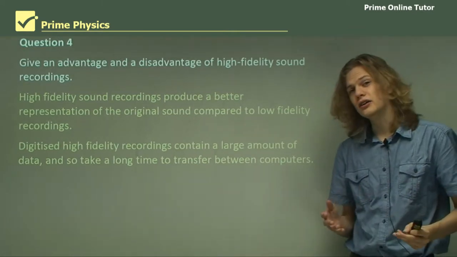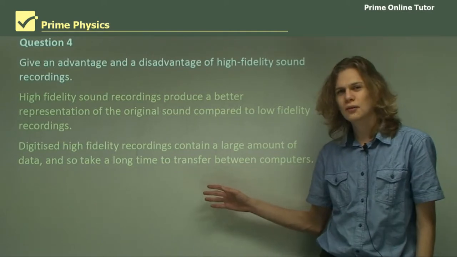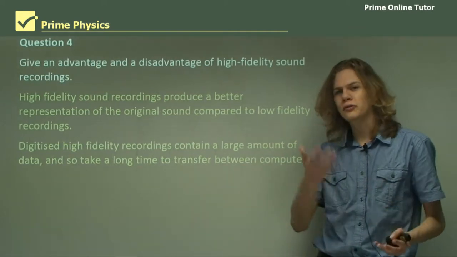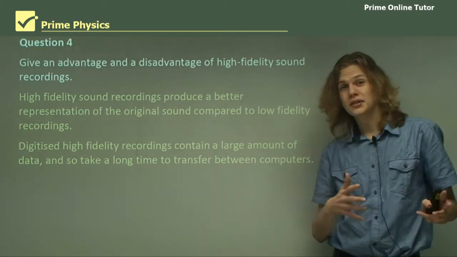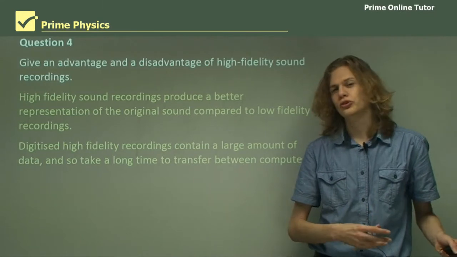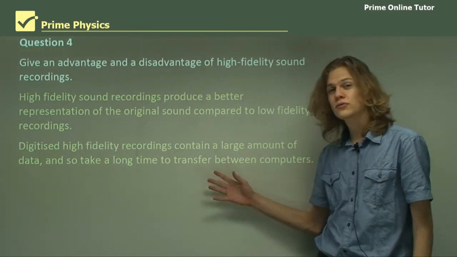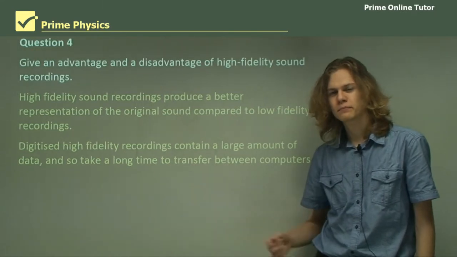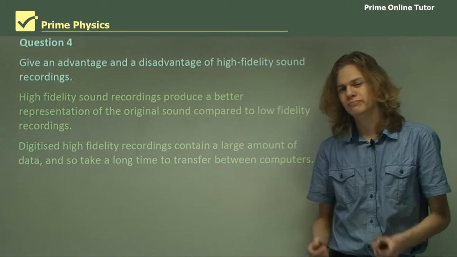If we digitize a high fidelity recording, then we're going to have a huge number of samples and a huge number of different values for each sample. This means that we have a lot of data, and that means that if we want to send it anywhere, or if we want to store it on a CD or a DVD, it's going to take up a lot of space as data. And so if we want to store anything else in that CD, we might not have enough room.